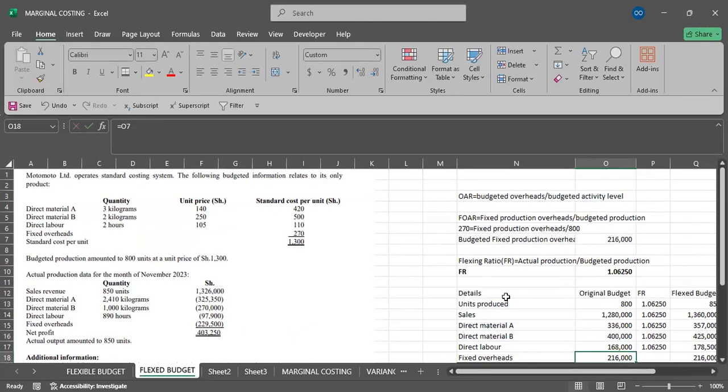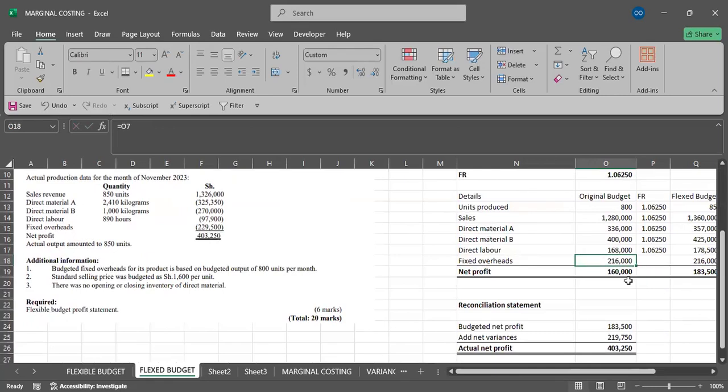How about the fixed cost? We said at full capacity, the company is producing 800 units, and the fixed overhead absorption rate is production overheads divided by budgeted production. Already we have the fixed production overhead per unit. That is our fixed overhead absorption rate. That's why we took 270 is equal to fixed production overheads divided by budgeted production, which is 800. If you look at this, the only unknown item is the budgeted fixed production overheads. So how do we do that? We multiply both sides by 800 over 1. So 800 over 1 times 270 gave us 216,000. That's how we got the fixed overheads.